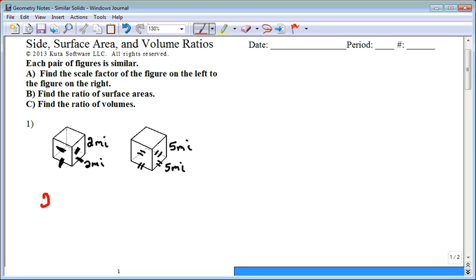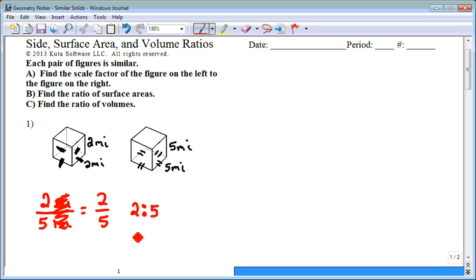So we have 2 over 5. 2 miles over 5 miles. Our units cancel since we have the same units for both. So it's just 2 over 5. We could write it as a ratio 2:5. Can't reduce that anymore.